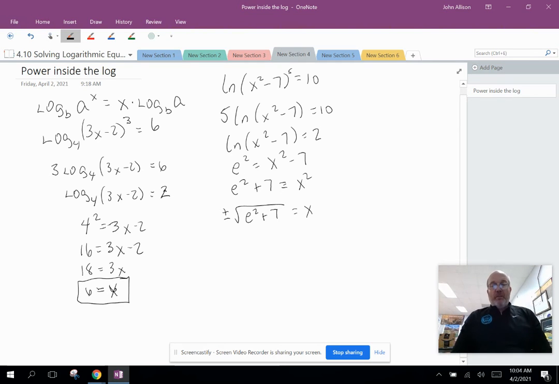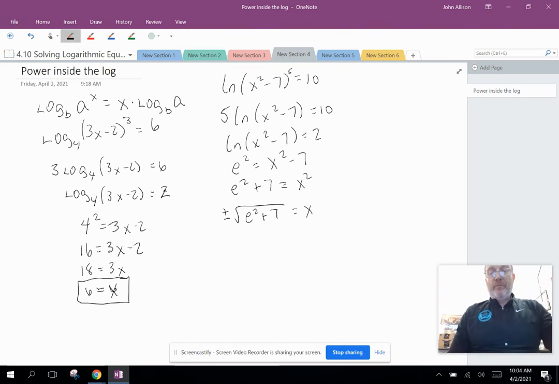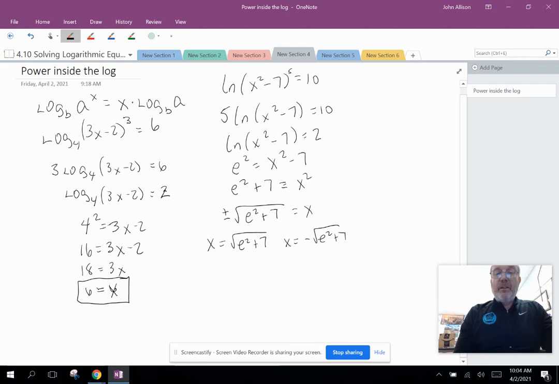Now, we need to be careful here. The positive root, x equals square root of e squared plus 7. When we square that, we get e squared plus 7 minus 7. That's going to give us ln of e squared raised to the fifth power. There's nothing wrong with that. That's a perfectly good one. We need to make sure, though, that when we plug in negative square root of e squared plus 7, that we don't end up with a negative inside the log.